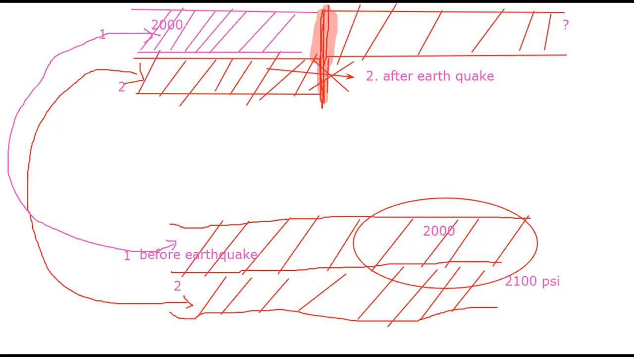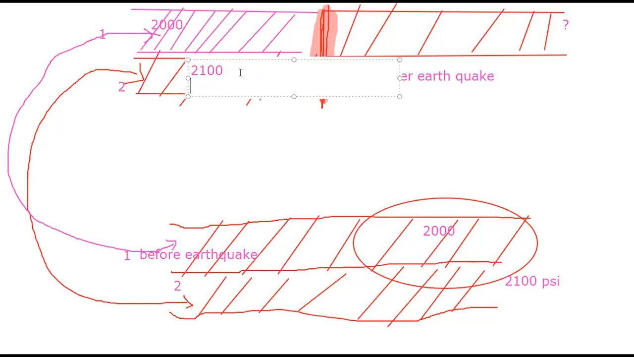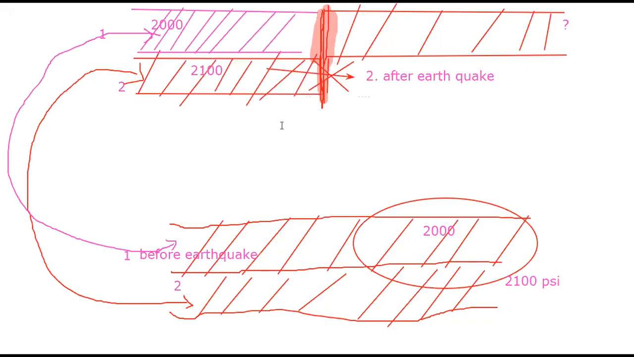And as I told you before, the pressure here is 2100. So what will be the pressure here? Well, the pressure here will be 2100 because it's the same rock. So oil is still the same, but because of the earthquake, it just changes place. So pressure inside remains the same, 2100. But on the other side, here pressure is 2000.